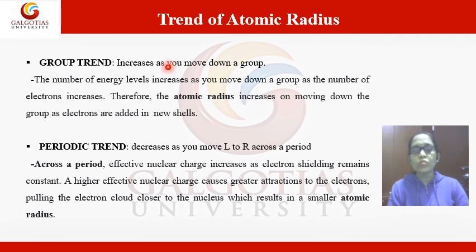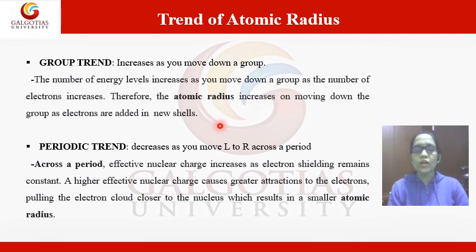When we are moving in a group, the atomic number increases as well as the shell number. That means the number of energy levels also increases as we move down a group, because the electrons are added in new shells. As the number of shells increases, the atomic radius increases, because new shells are added and the electrons are added in the new shell. So atomic radius increases on moving down a group.